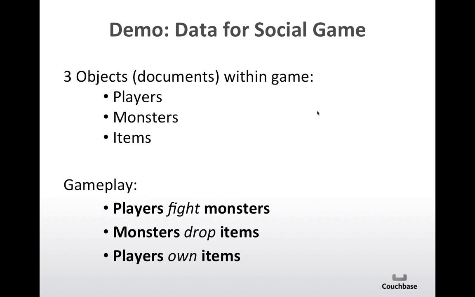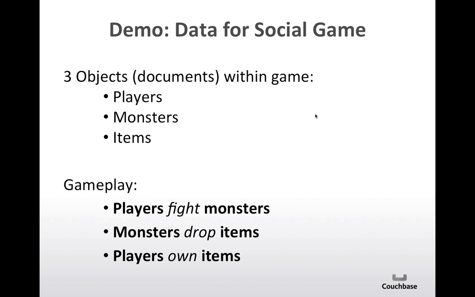Okay, so let's demo the stuff we just learned. Before we start with the demo, let me set it up. Let me explain the key concepts of document modeling, as well as how we build the index on the data. Let's say that we have three objects for the game setup: player, monsters, and items. The way the game works is the player fights the monster, the monster dies and drops some items, which the player collects and owns. It's a fairly simple game.